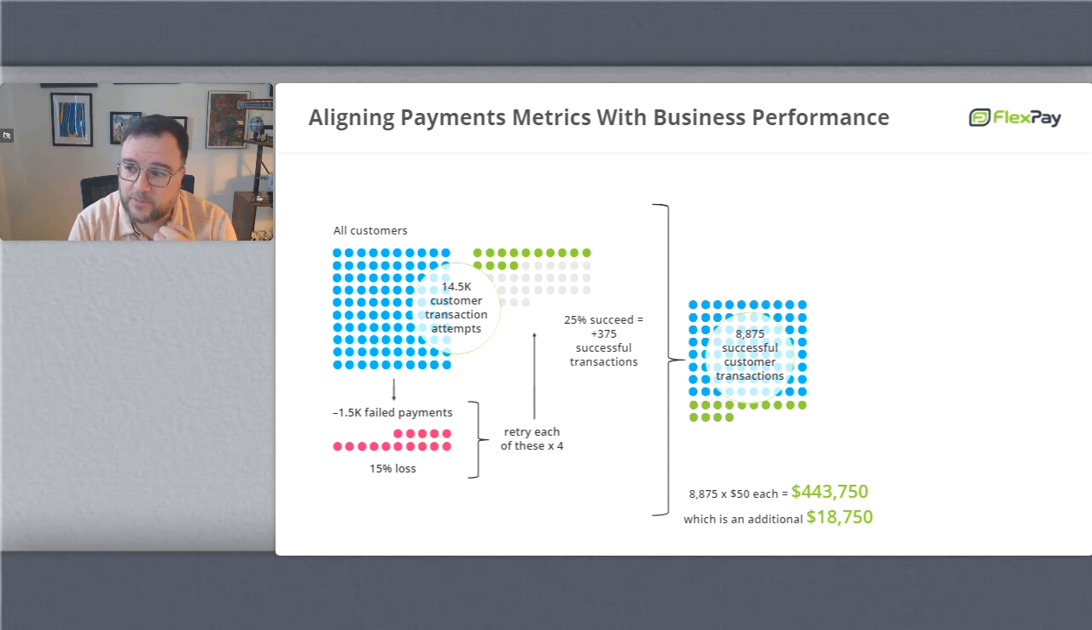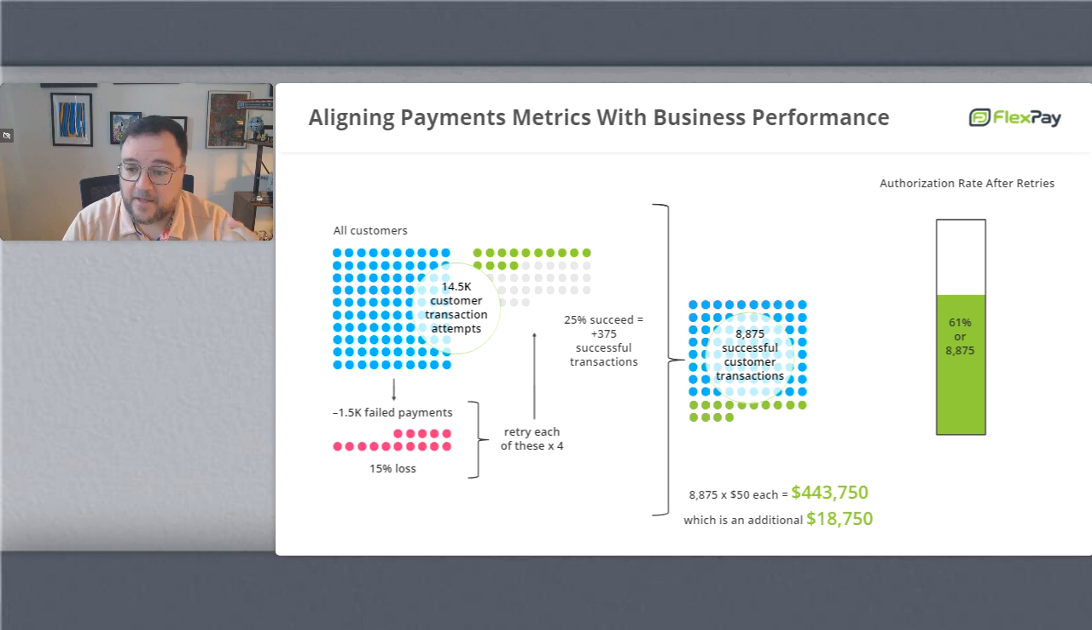So if you're measuring success of your business by just saying the total number of successful transactions divided by the total number of attempted transactions, this is going to make your authorization rate about 61%. And some people would say, well, that's a huge drop. I was at 85%, now I'm at 61%. I must be doing worse overall.